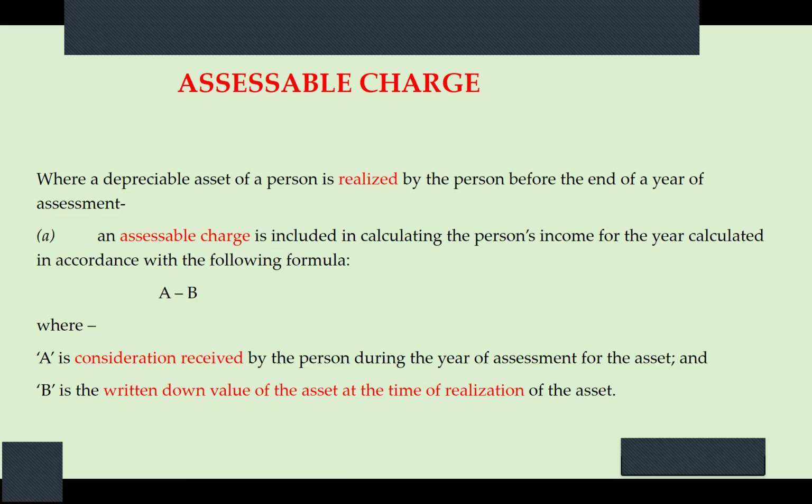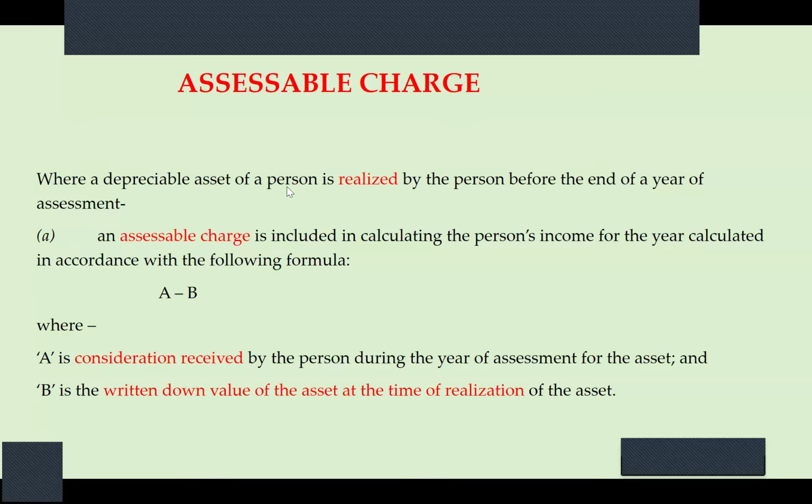Suppose we have purchased an asset. Then we sold that asset. Because of that sale, there was a loss. After selling some depreciable asset, suppose there is a loss. That loss also can be deducted when we are calculating the business income. We call that loss assessable charge. So then how do we calculate the loss? It is mentioned like this.